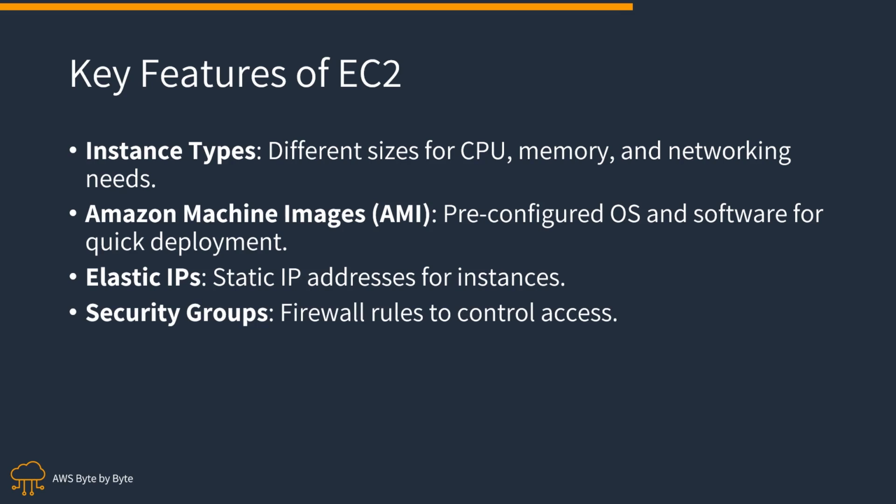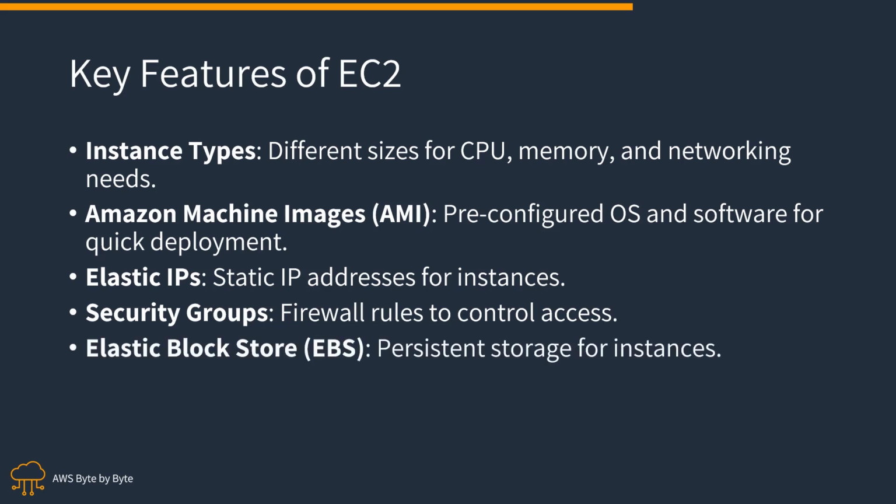Security groups act like virtual firewalls, controlling the traffic that can enter and leave your EC2 instance. You can set rules to specify which IP addresses and ports are allowed to access your instance. Security groups are stateful, which means that if you allow inbound traffic on a certain port, the response from that port is automatically allowed. This makes managing security flexible and easy.